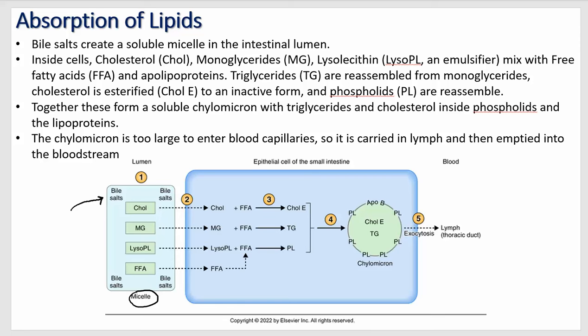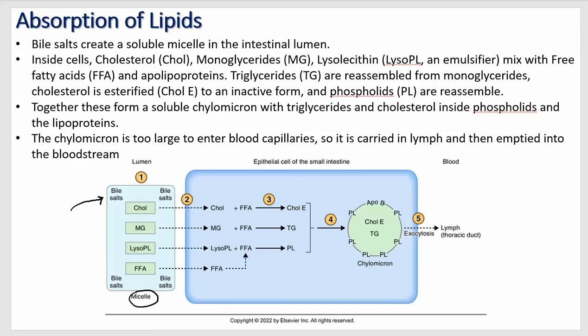Well, we have ways of absorbing those things individually. So the cholesterol is absorbed, the monoglycerides are absorbed, the lyso-PL, phospholipid, is absorbed, and the free fatty acids are absorbed. Now, we want to quickly put those back together. So the cholesterol is re-esterified. The monoglycerides are turned back into triglycerides, and the lyso-PL is turned back into phospholipids. And that's it.